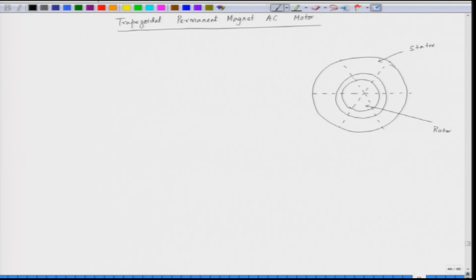So, the stator has got conductors. So, we have the stator conductors. We are taking a cross section here. So, we have the stator conductors and the conductors are distributed.